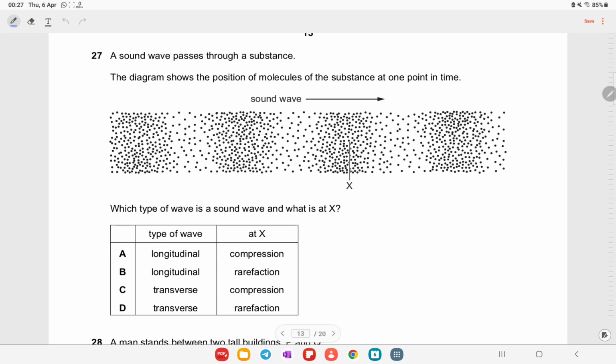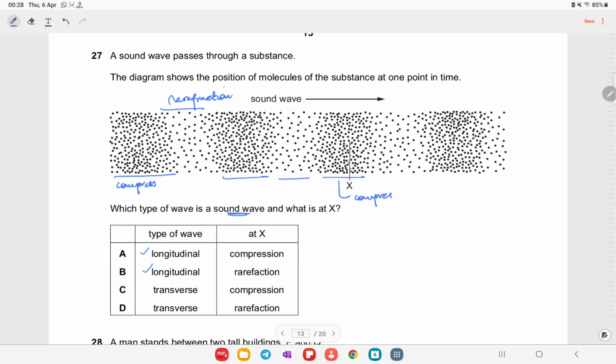The next question states that a sound wave passes through a substance. The diagram shows the position of molecules of the substance at a point in time. What type of wave is sound? Sound waves need a medium to travel, so this is going to be the right answer. And what is X? Now you see this: compression, rarefaction, compression and rarefaction. So this is going to be compression.